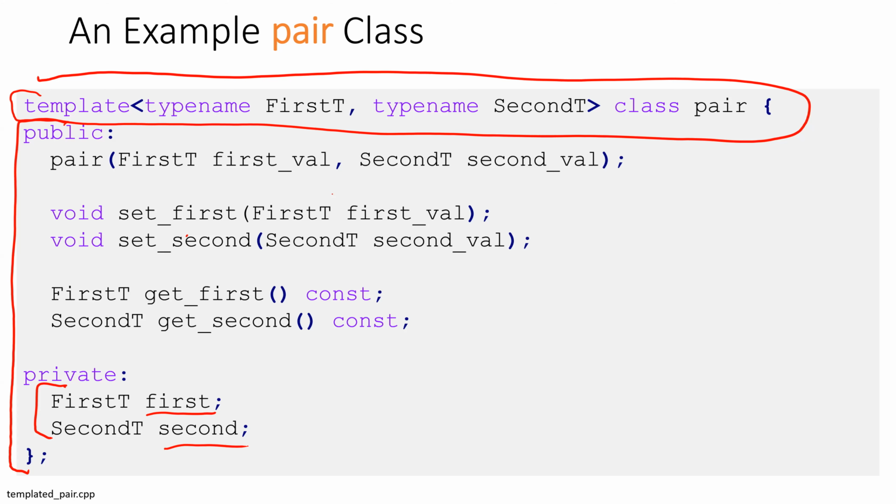What are their types? Well, they're these two type variables. So it could be anything, but I've given them these type names. Does that make sense? If I just changed first T to int and second T to string, this would look like any normal class that you've written, like a very simple class. But I don't want that. I want to make it more generic so I can make pairs of anything. That's why we're using this templating style.